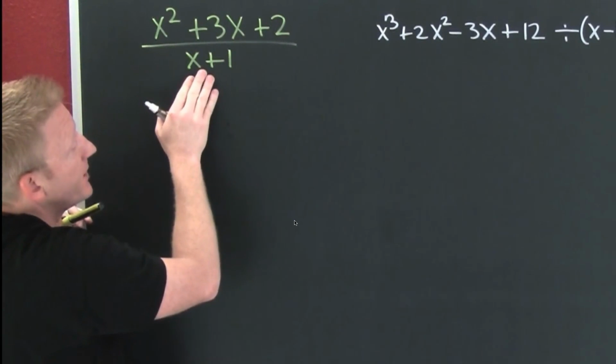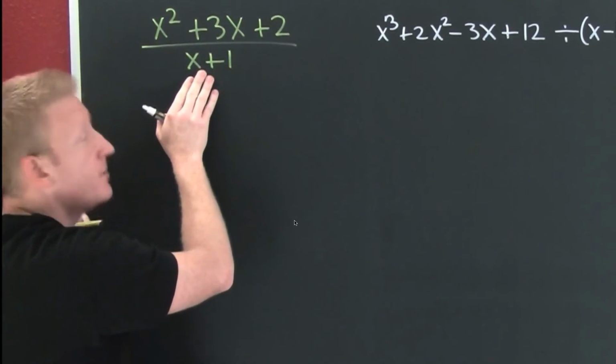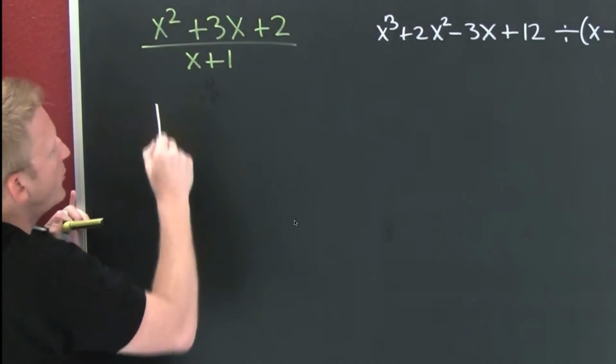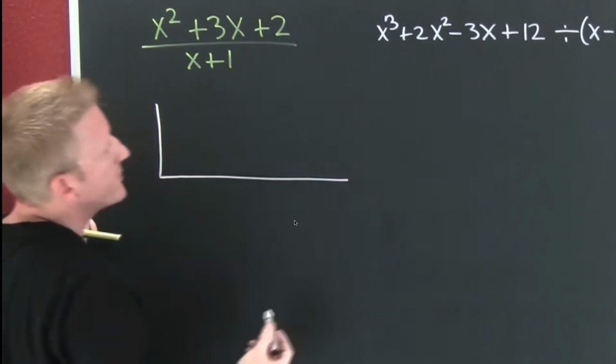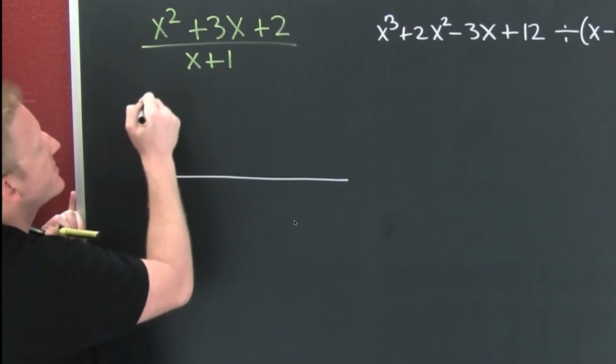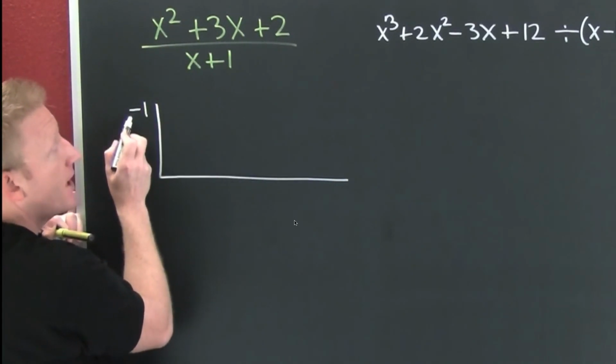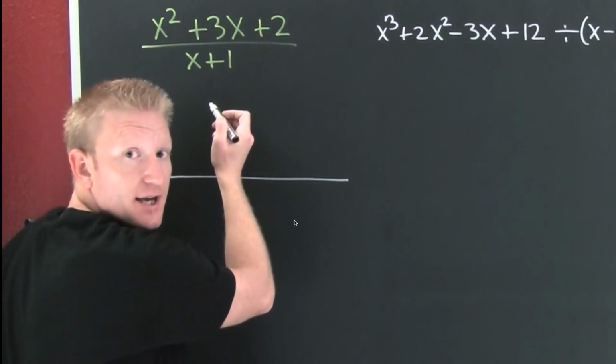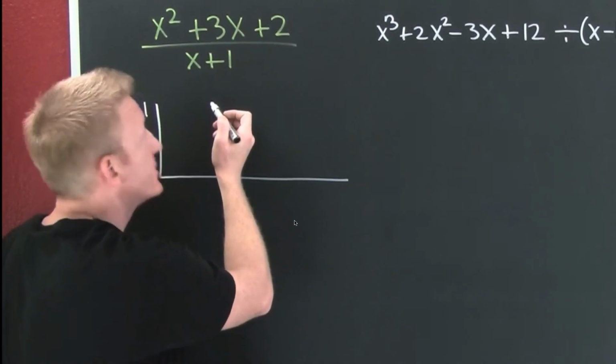Am I divided by a special linear factor? I am. So then, zeros go outside of the box. What makes that denominator 0? Minus 1. Zeros go on the outside. Coefficients go on the inside. Coefficients are the numbers in front of the variables.